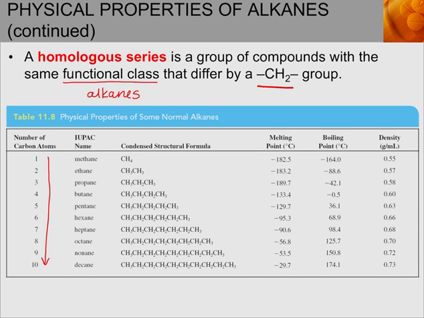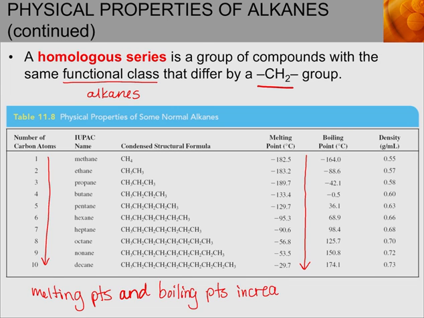Notice that as we add more carbons and hydrogens, the boiling points and melting points are going from negative numbers either to positive numbers or closer to 0. So they're increasing. Again, melting points and boiling points increase with size.